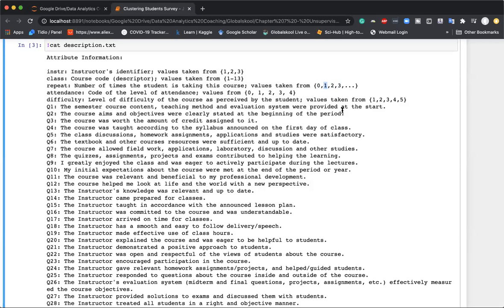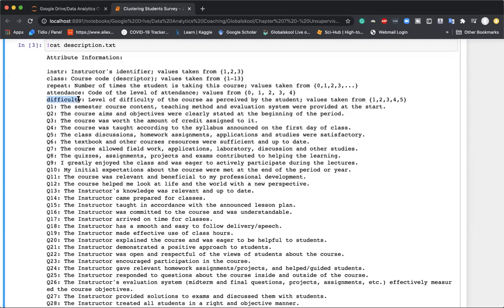Then we have a variable called attendance, which tells us whether they are regularly attending the classes or not. The value of 4 says that yes, they are fully present or fully regular. That's the highest score that we have, and this is somewhere in the middle, and 0 is where they have not attended at all.